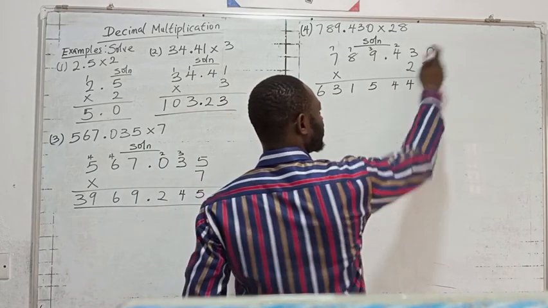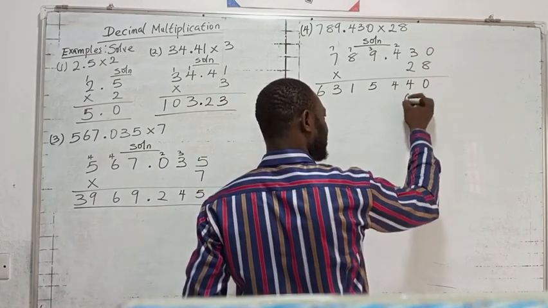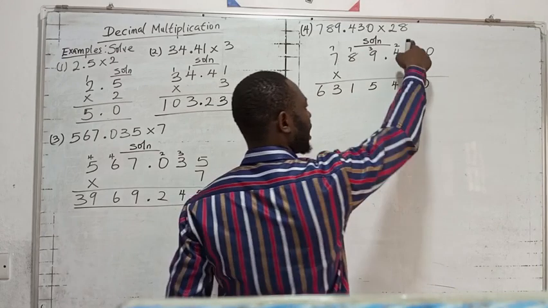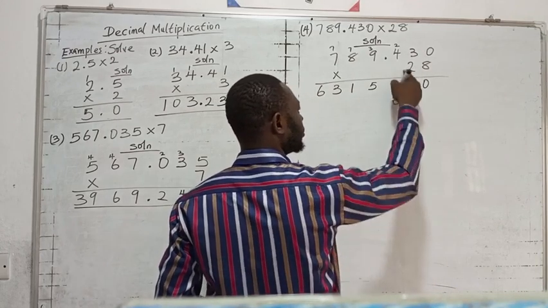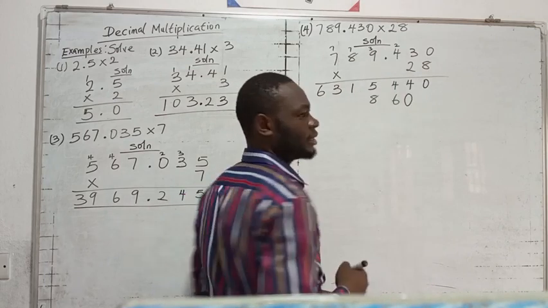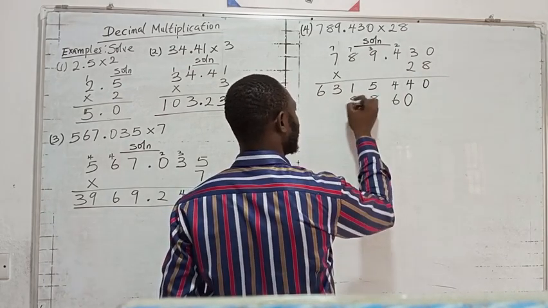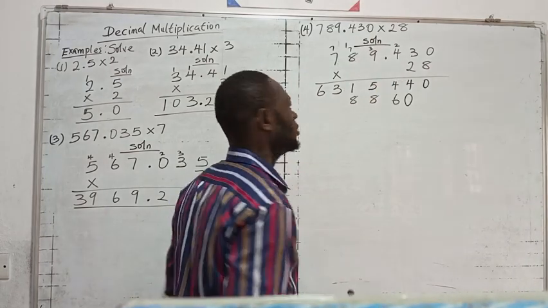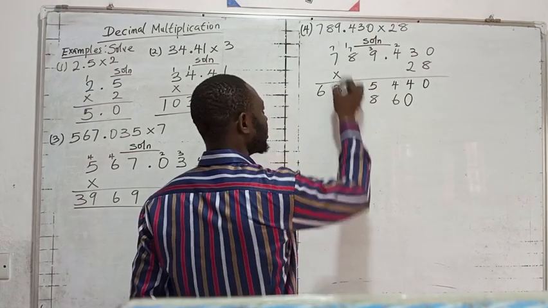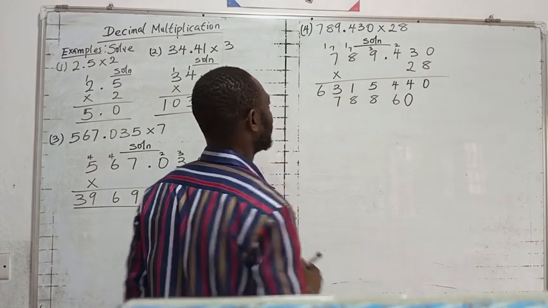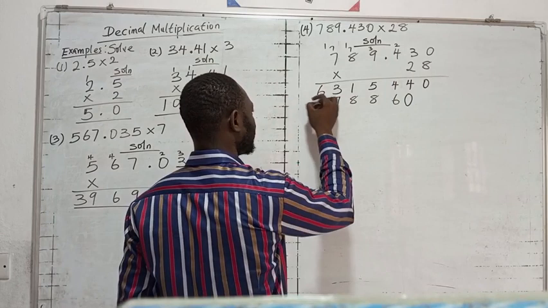Let's go. 2 times 0, 0. Remember, you write it under where you are multiplying, not here. 2 times 3, 6. 2 times 4, 8. 2 times 9, 18. 8, carry 1. 2 times 8, 16. Plus 1, 17. 7, carry 1. 2 times 7, 14. Plus 1, 15.